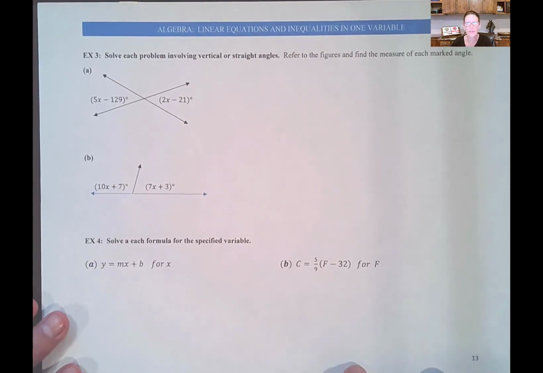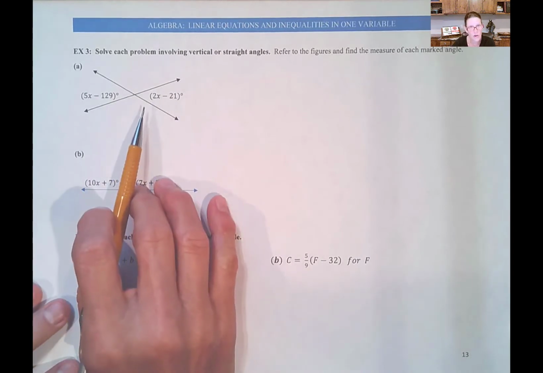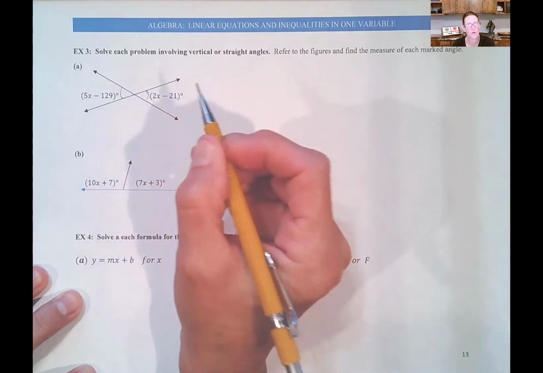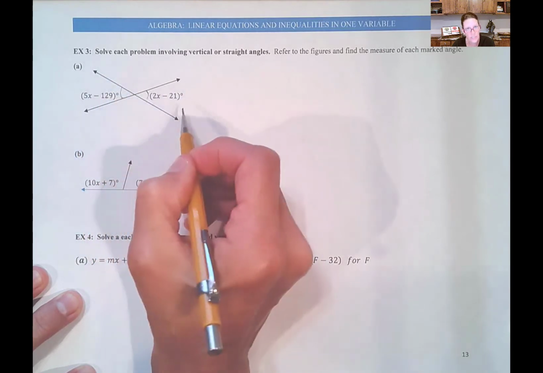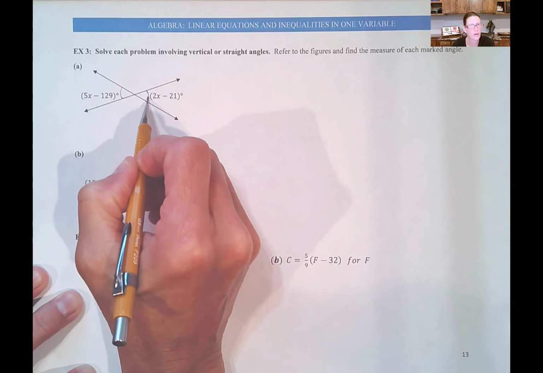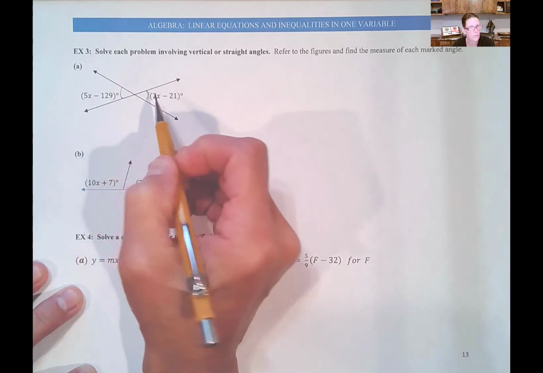Moving on to example 3. Here we want to solve each problem involving vertical or straight angles, and we're going to refer to the figures and find the measure of each marked angle. Now in picture A, we have a couple vertical angles. When two lines intersect, these angles opposite of each other are called vertical angles, and vertical angles have equal measure.